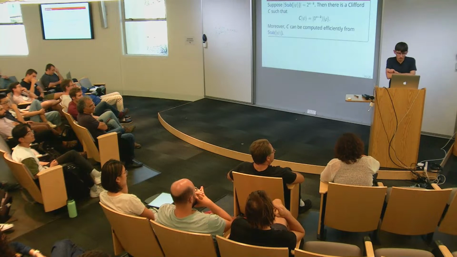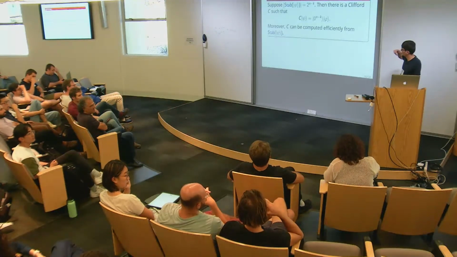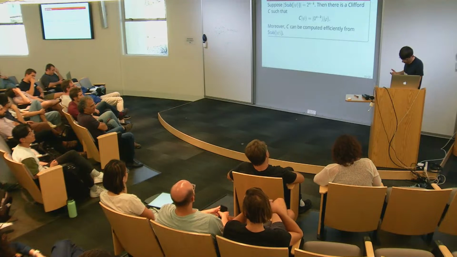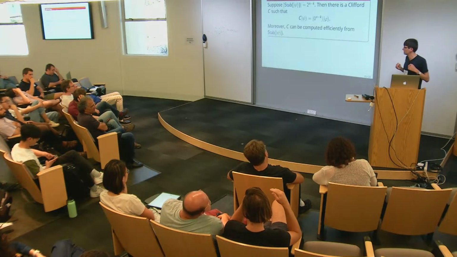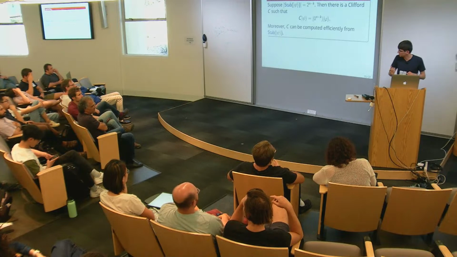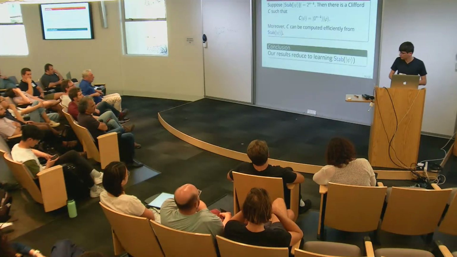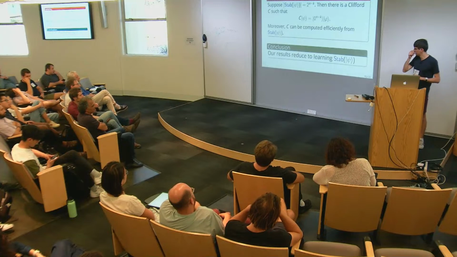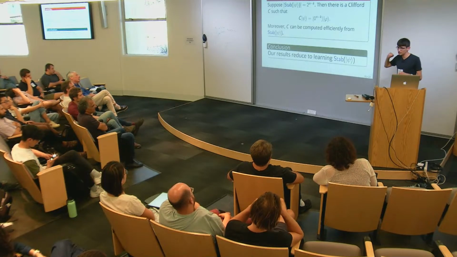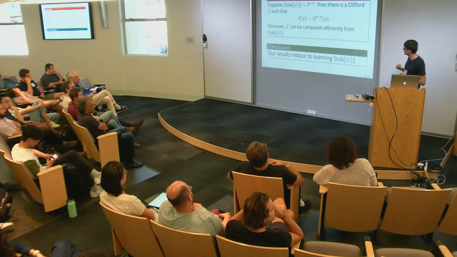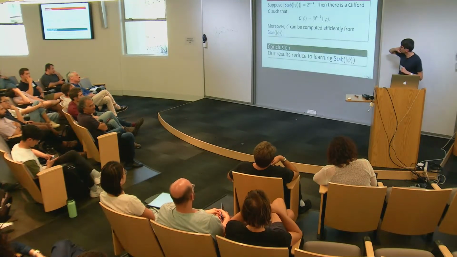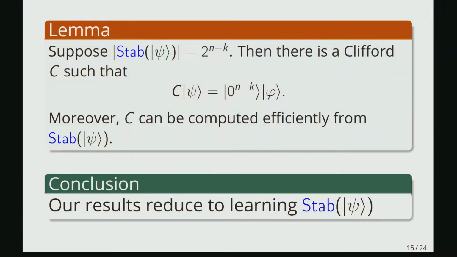Okay. So yeah, these states that have a large stabilizer group, which again are a superset of the states that are outputs of Clifford+T circuits, have this nice structure. And basically the conclusion of this is that all of our results just reduce to learning the stabilizer group of an unknown quantum state. Because if you want to learn the state, then I claim that once you have learned the stabilizer group, you can compute this decomposition and then just run tomography on this quantum state phi, which will take like 2 to the k time, which is what we want.